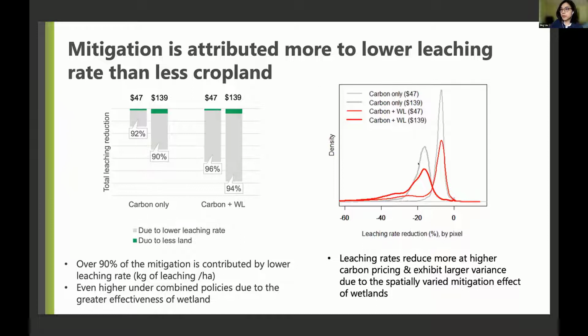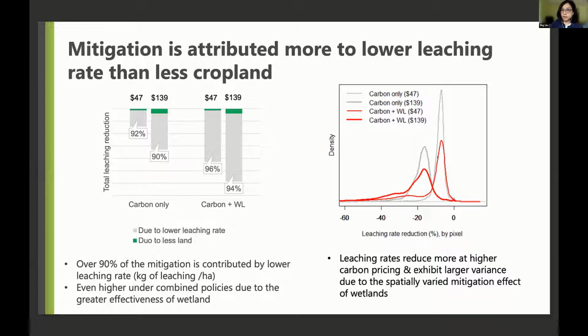So the rule of thumb is about 1/3 of the application is lost in the water eventually. So if you're applying 150 kilograms per hectare, about 50 kilograms per hectare will be leached into the water. By considering the combined policy, you're reducing those leaching rates by about 20%. So that gives you a big reduction for the combined policy.